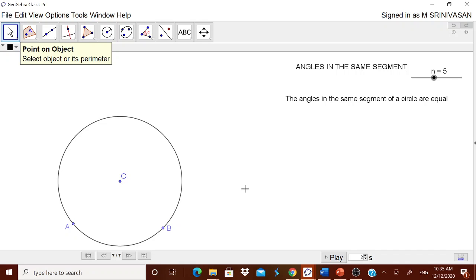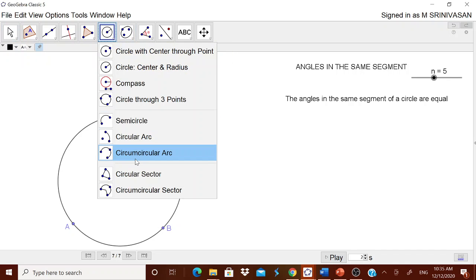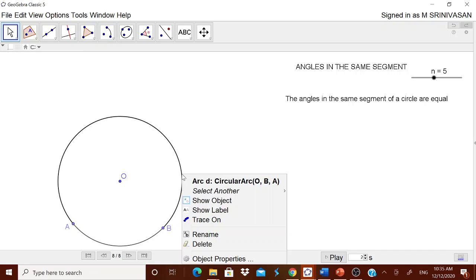We want a segment, a bigger one, therefore let us go for the circle, go to this circular arc, then touch this O, touch this B, and then touch this A. Okay, I think you got it. Escape. I will go for the right click.